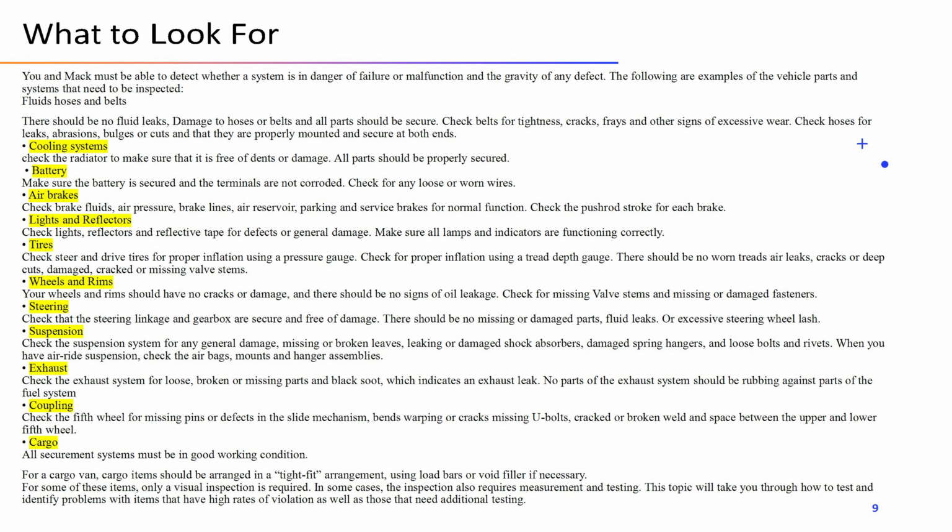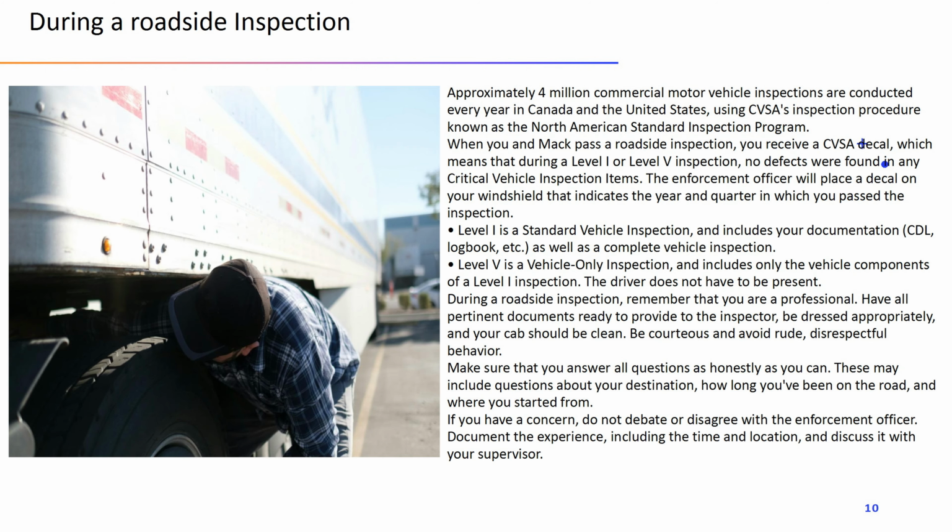Cargo. All securement systems must be in good working condition. For a cargo van, cargo items should be arranged in a tight fit arrangement, using load bars or void filler if necessary. For some of these items, only a visual inspection is required. In some cases, the inspection also requires measurement and testing. This topic will take you through how to test and identify problems with items that have high rates of violation, as well as those that need additional testing.